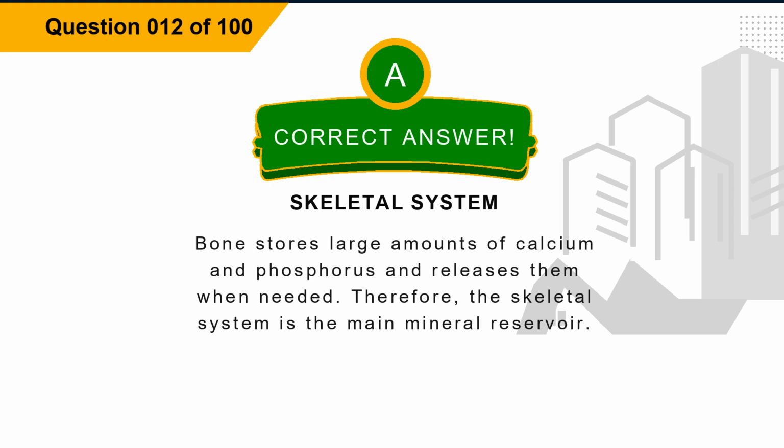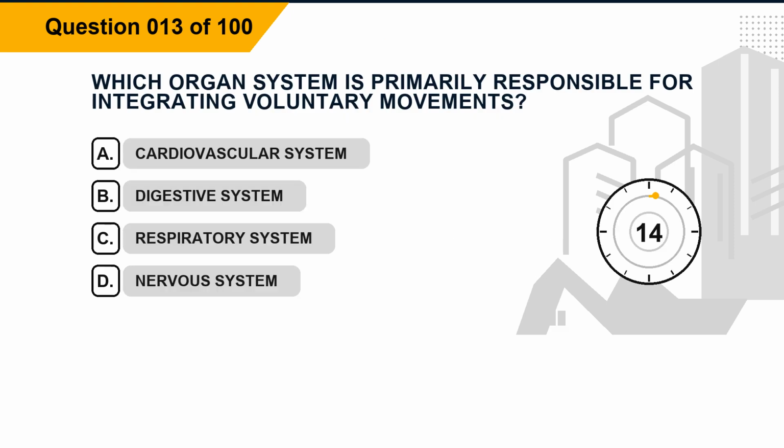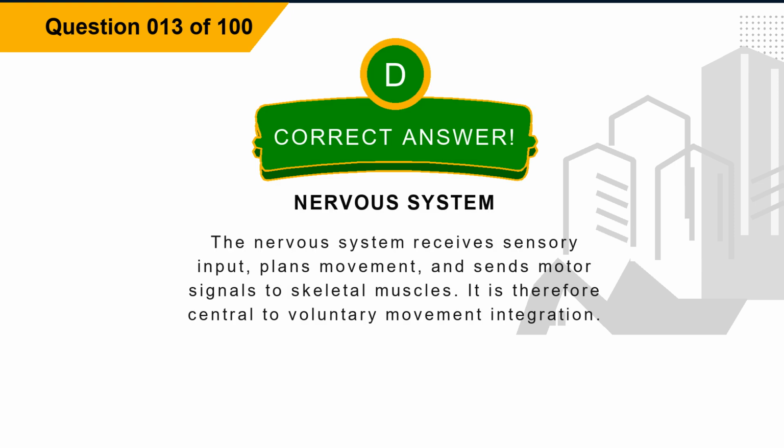Explanation. Bone stores large amounts of calcium and phosphorus and releases them when needed. Therefore, the skeletal system is the main mineral reservoir. Question 13. Which organ system is primarily responsible for integrating voluntary movements? Option A, cardiovascular system. Option B, digestive system. Option C, respiratory system. Option D, nervous system. The correct answer is option D, nervous system.